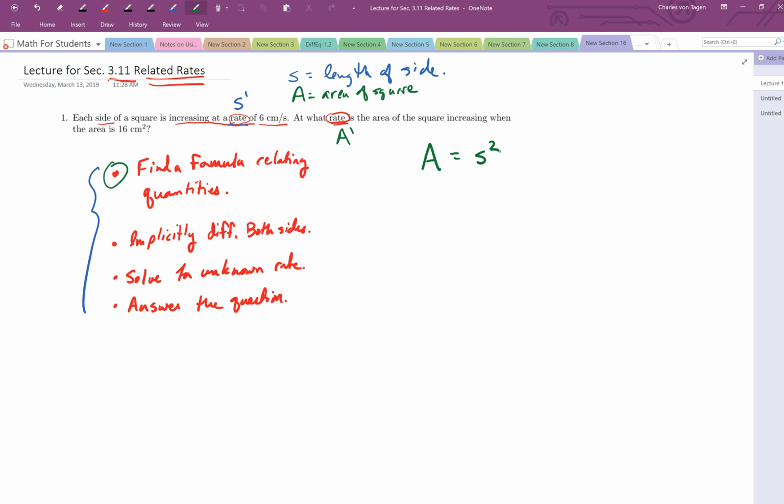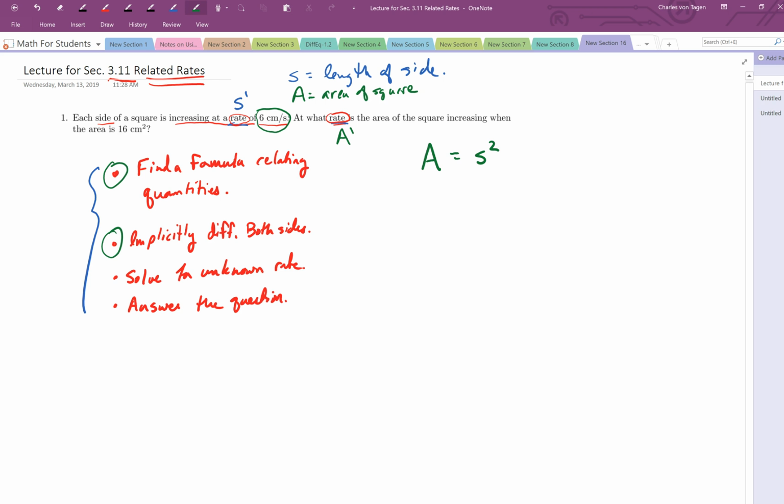Well, in this case, coming up with that formula wasn't too difficult, and now we move on to the next step, and we want to implicitly differentiate both sides. Let me ask this question. What variable are we going to differentiate with respect to? Are we going to look at dA dx, or dA dy, or dA ds? Okay. Well, the hint comes in the description of the rate here. Notice we're told that this is changing at a rate of 6 centimeters per what? Per second.